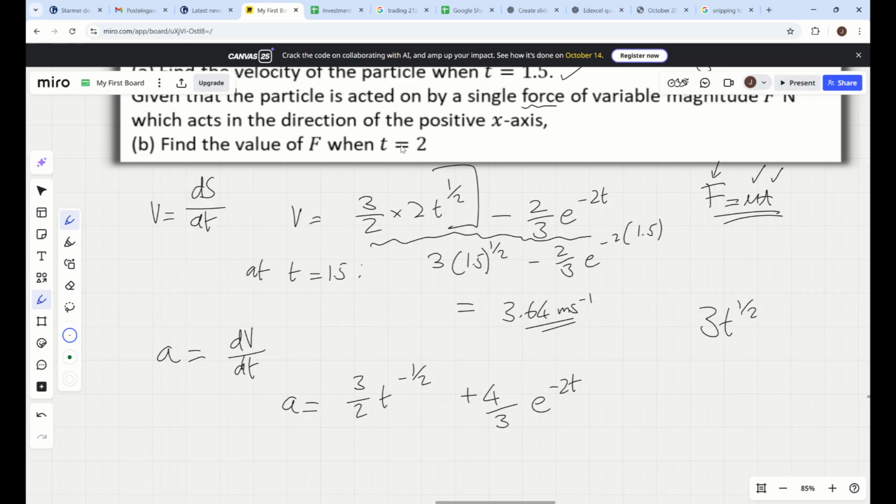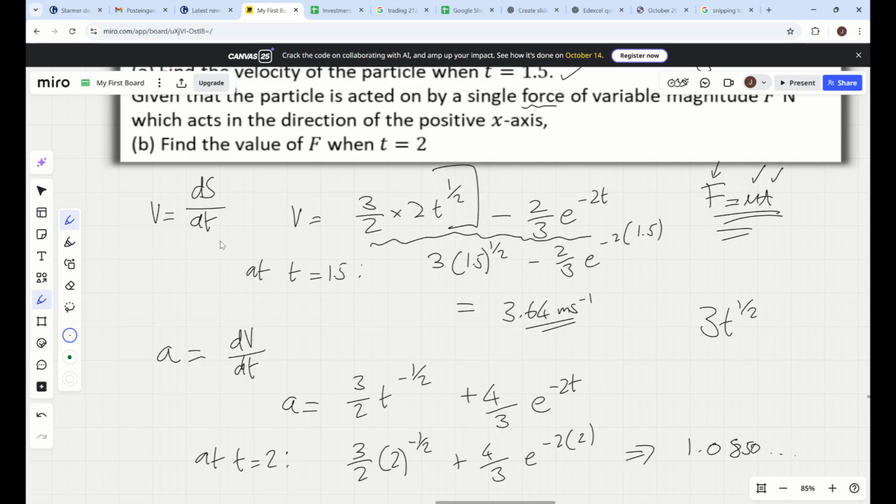And although things are changing, I've been given a particular moment in time. So when I find t equals 2, I find the acceleration at t equals 2, so I can find the force related to that time as well. So I can still use F equals ma, yeah? So at t equals 2, it's going to be 3 over 2 times 2 to the minus a half plus 4/3 e to the minus 2 times 2, and this should give you just a little bit over 1.0850, is what I've got written down.